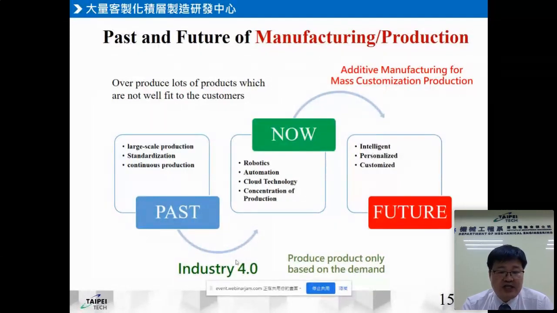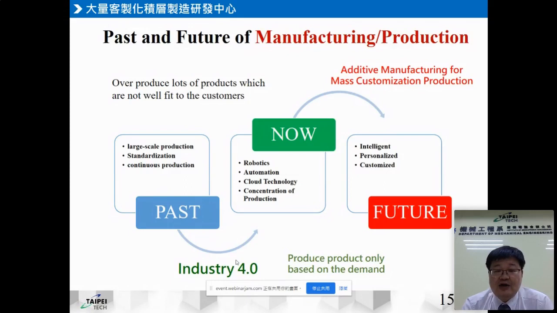But now we are applying robotics to help with automation. We are using cloud technology to collect all necessary data and do some analysis. And we concentrate production, spending so much money on a production line that this production line cannot move somewhere else. You have to make something here. So that's what we are doing right now. But in the future, we are talking about something more personalized, more customized, and we are trying to put some intelligence into the system. Before, everything was overproduced, with a lot of products that didn't fit the customer well. Therefore, these products will just stay in stock, waiting for someone to buy. If there's no one to buy, it will become waste.